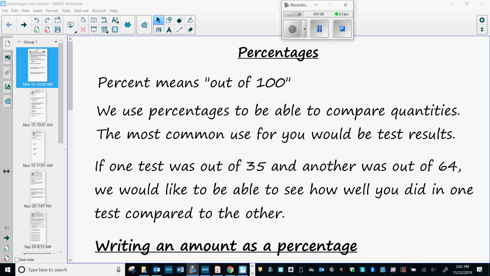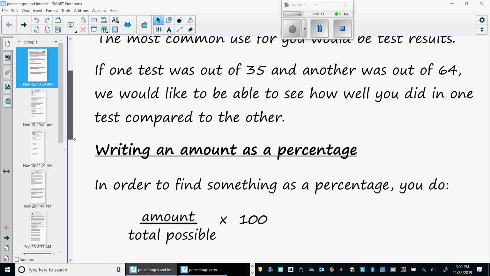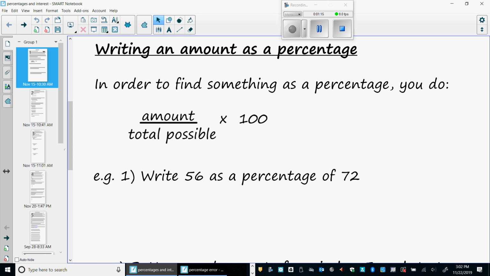Okay, so here we go. Lovely stuff. So writing an amount as a percentage. So you got 17 out of 21 in a test. You want to know your percentage? You would write 17, because that's the amount you've got, out of the total possible, which was 21 in this case, multiplied by 100. That's your method every single time. You're going to have your calculator available to you, so you will be able to use that.